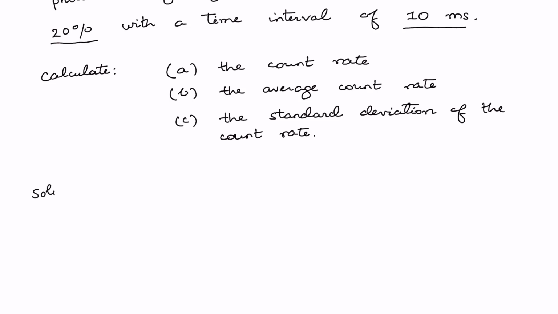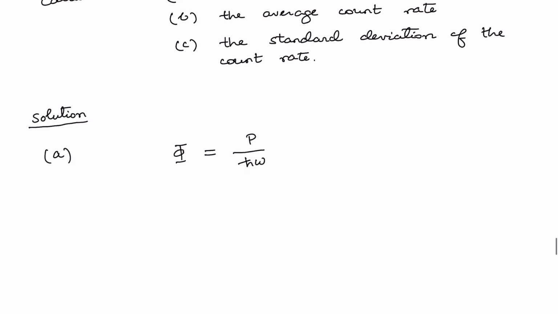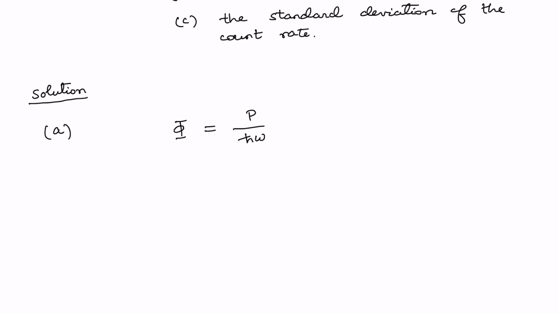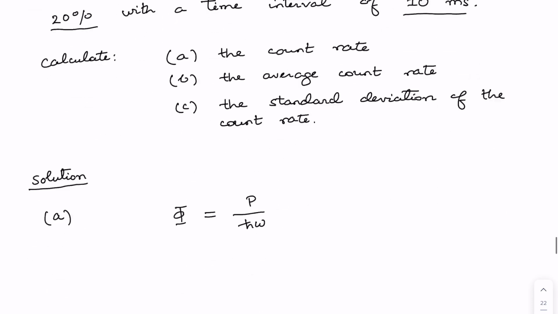This problem is based on what we have discussed in lecture number 19. There we found that the photon flux is given by this formula. Phi refers to the photon flux. It is equal to power divided by h bar omega, where h bar is the reduced Planck's constant and omega is the angular frequency of the light beam.